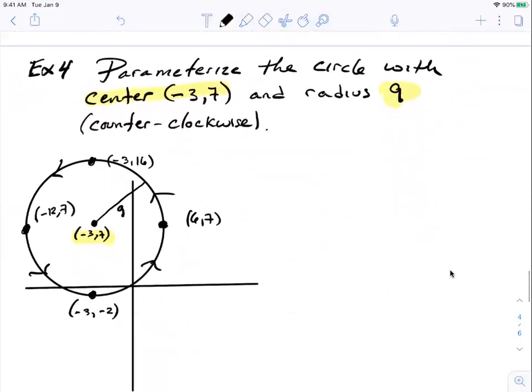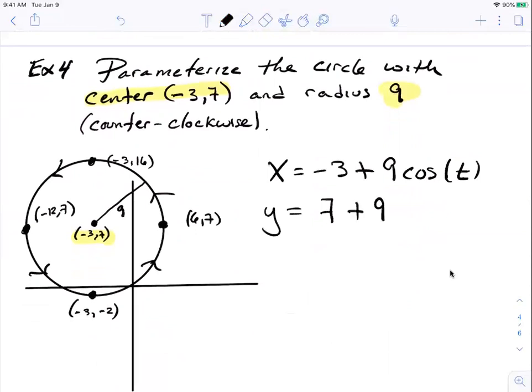But what do we do? We take, for x, the x coordinate of the center, that's minus 3, and you add to it the radius, 9 times the cosine of a number called t, thinking of it as an angle. And you do the same thing for y, except you use the y coordinate of the center. The radius is still 9, and y is the sine function. And if we let t go from 0 to 2 pi, we will traverse that circle counterclockwise precisely once.